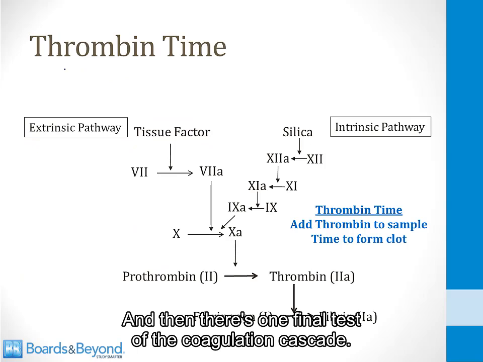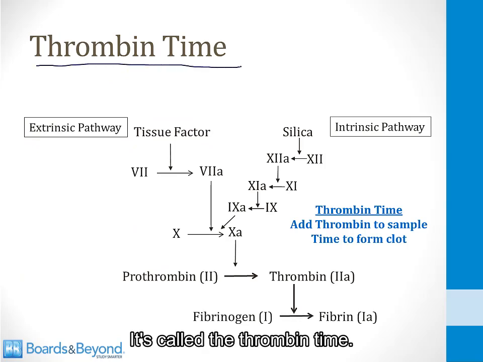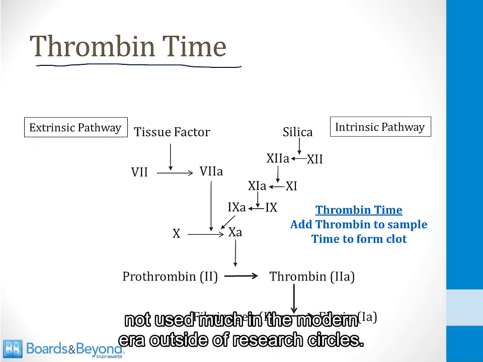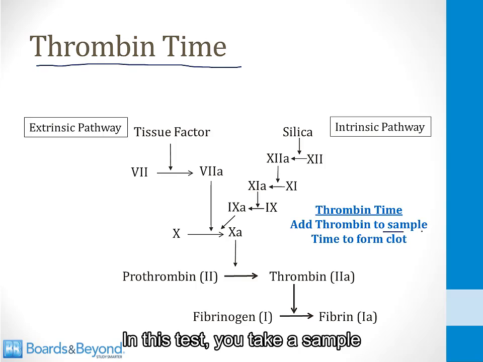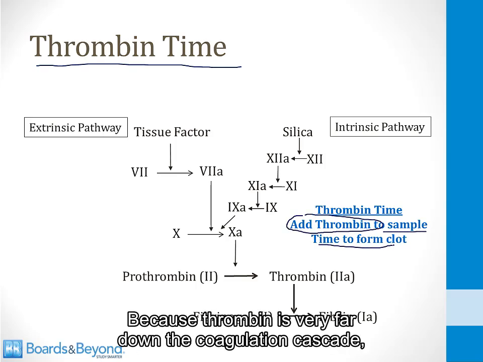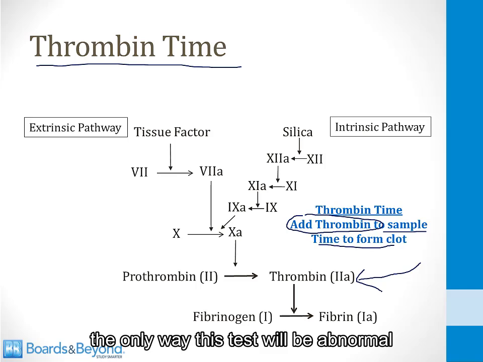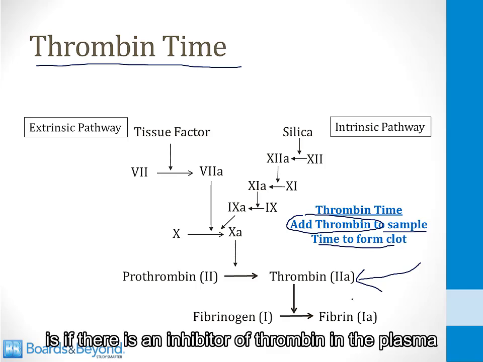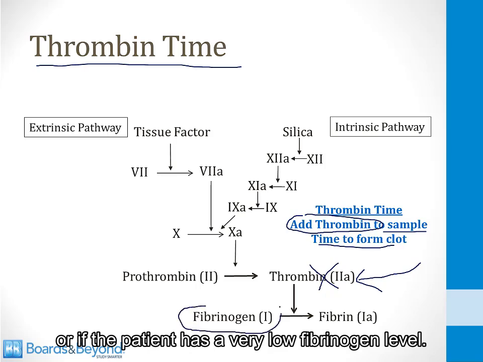And then there's one final test of the coagulation cascade. It's called the thrombin time. This is also an older test, not used much in the modern era outside of research circles. In this test, you take a sample of a patient's blood and you add thrombin and you record the time it takes to form a clot. Because thrombin is very far down the coagulation cascade, the only way this test will be abnormal is if there is an inhibitor of thrombin in the plasma or if the patient has a very low fibrinogen level.